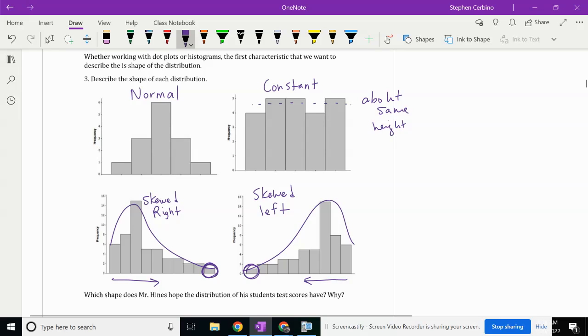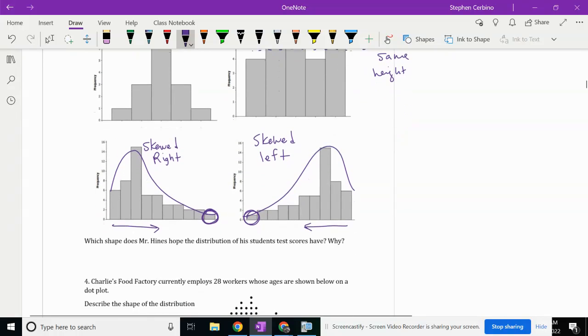So if you think about it, if Mr. Hines gave a test, which one of the test scores would he want? If it was skewed right, that would mean a lot of the kids failed and only one or two kids got a 100. If it was skewed left, that means that the test was really easy and a lot of kids scored really high on it, but one or two kids really did bad on it. A normal curve means that a lot of kids did well on it, some kids did poorly on it, but most of the kids got an average score.